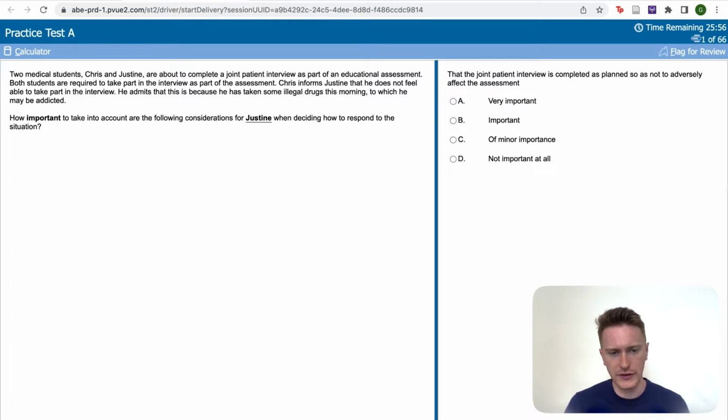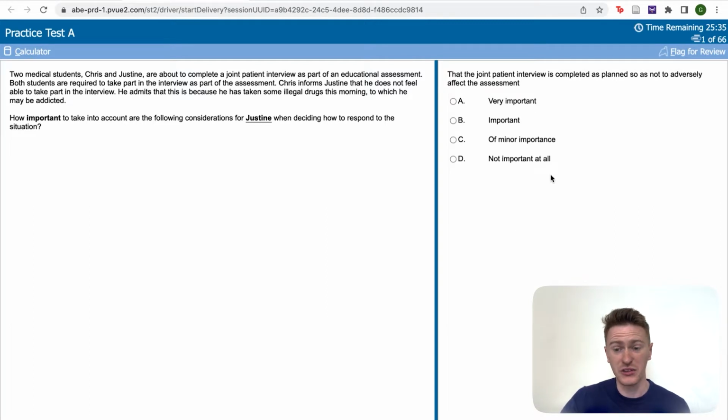Two med students, Chris and Justine, are about to complete a joint patient interview. They're both taking part. Chris informs Justine that he's taken some drugs, to which he may be addicted. Now that came out of the blue from Chris, but nonetheless, we've got to deal with it. So how important is it that the joint interview goes ahead as planned?